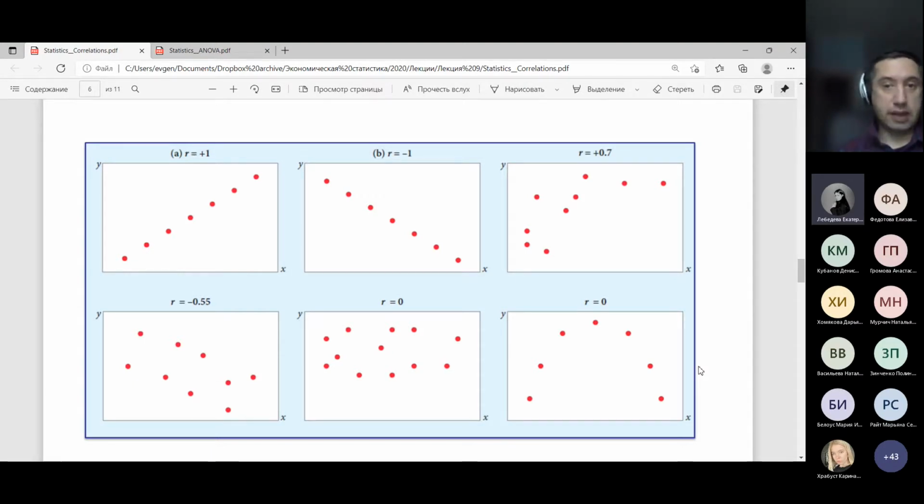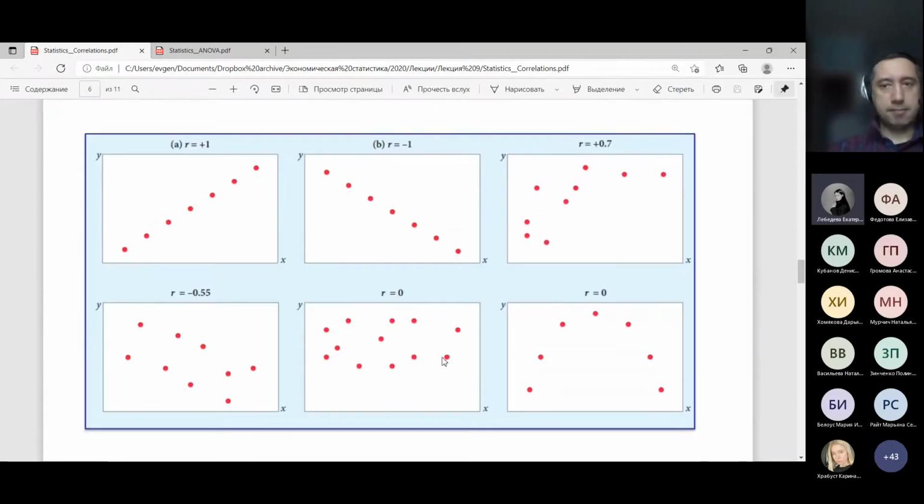And how to define whether the relationship is linear or nonlinear? You can learn it from your prior experience, from theory, or from the chart. But to be honest, in practice, charts aren't very helpful. Theory is better. And this case is when our correlation coefficient is 0.